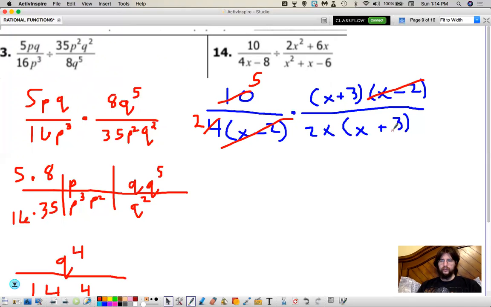Those cancel all the way. Here, those cancel out. So in the numerator, I'm left with just the number 5. In the denominator, I have 2 times 2x. Well, that's 4x. And that's it. That's your answer.